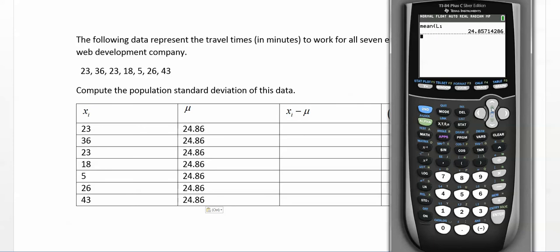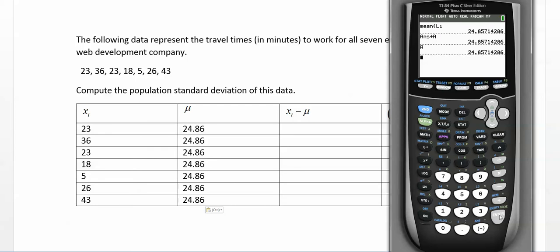Now I'm going to take that number, and I believe you can just hit store, and it will take the answer from the previous step and associate it with a letter. I'm telling the calculator to remember A as this mean, and until we reset it, it's going to keep that number stored in its memory. I'm going to hit enter, and now every time I hit the letter A, it's going to pop up that number.